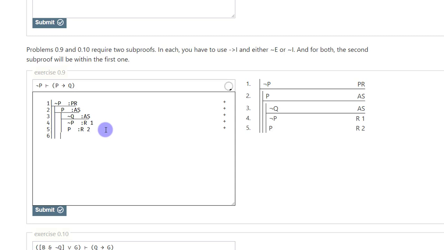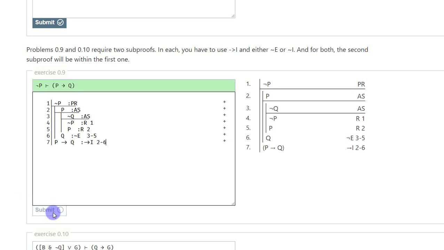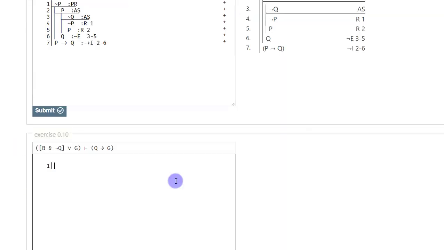So here on line 6, and this is against the main vertical line of the first subproof, I'm going to put Q. That is the opposite of what I have on line 3 there. So that's going to be negation elim 3 through 5. Okay, so now I have Q just like I wanted. So on line 7, back against the main vertical line of the entire proof, I can put P arrow Q. Arrow intro lines 2 through 6.